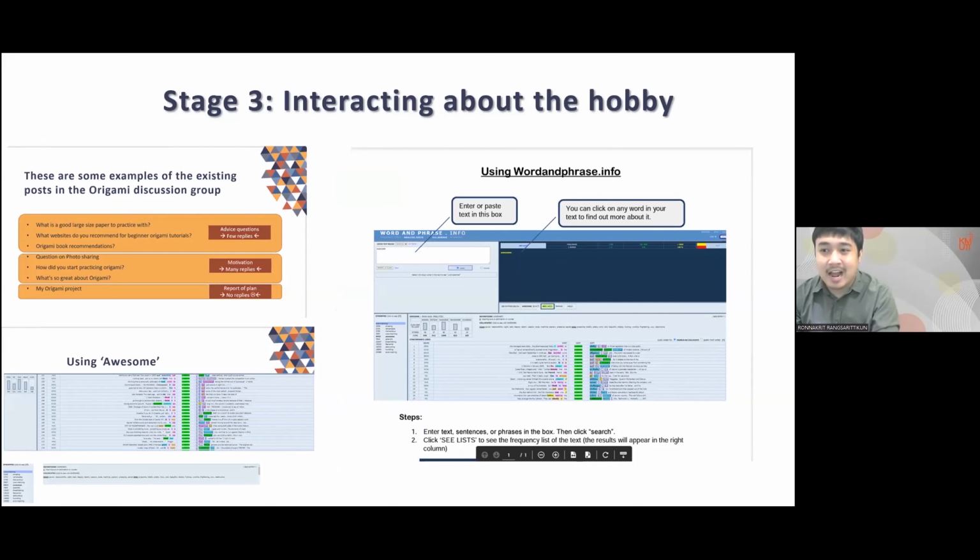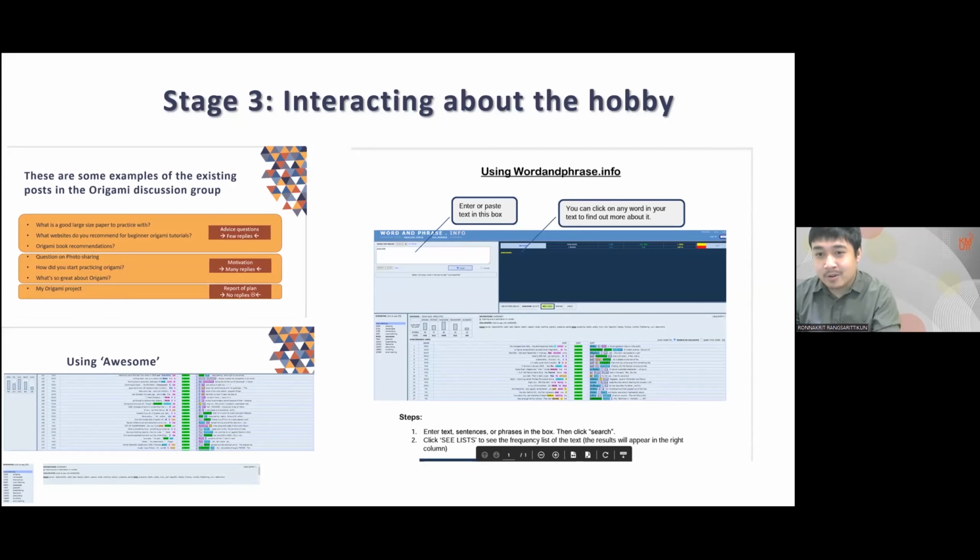But to us, to be successful at communication on Reddit, we believe that if students' posts can elicit comments, it is successful. So it's intelligible, and people can interact with you. That should be considered successful communication. But we need to help them. So we started by looking through the origami discussion group and trying to categorize questions or posts on the subreddit. What we found was that questions or posts related to advice, like what is a good large size paper to practice with, got few replies.